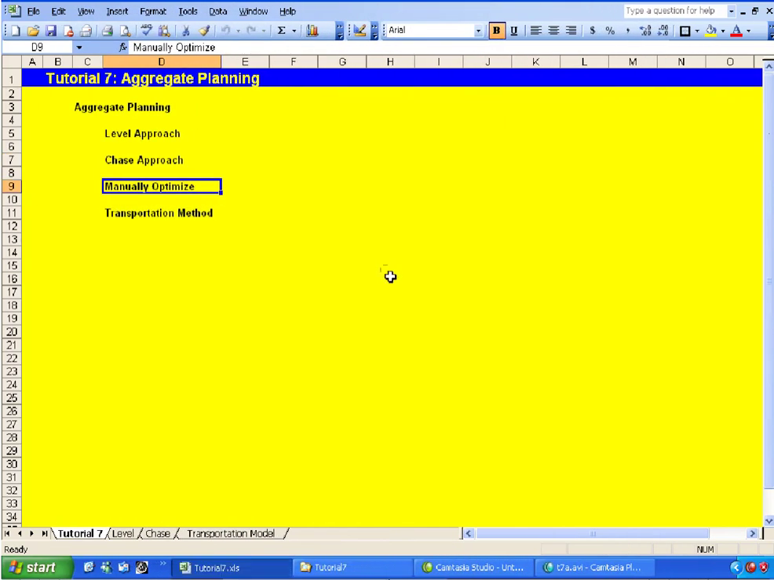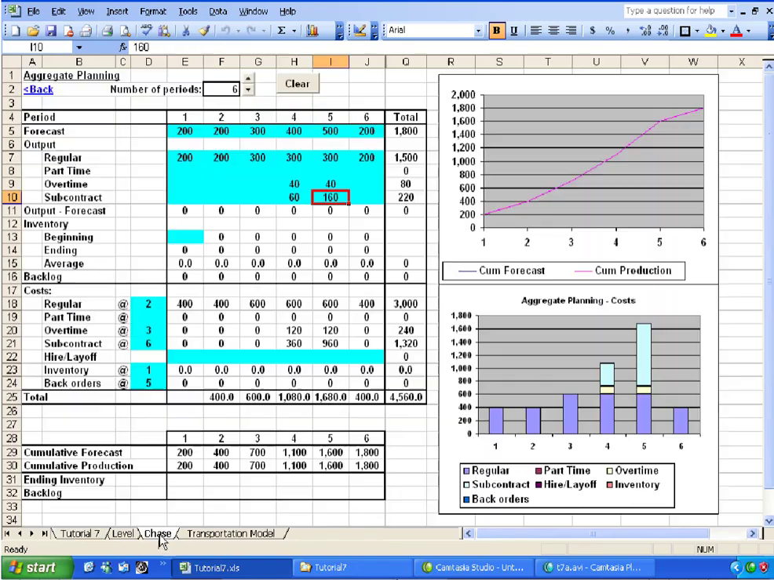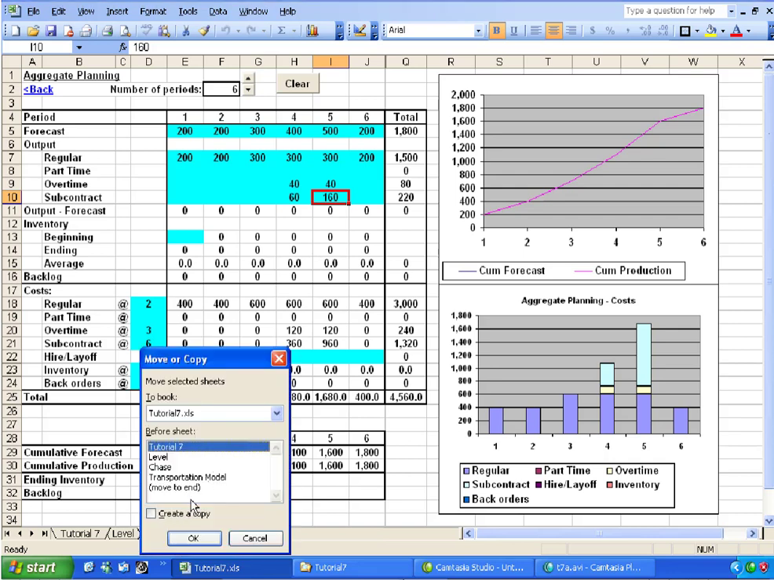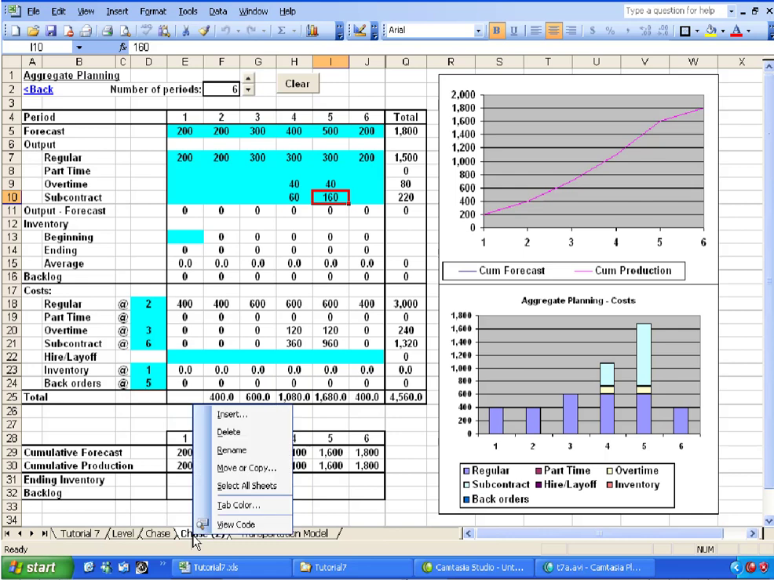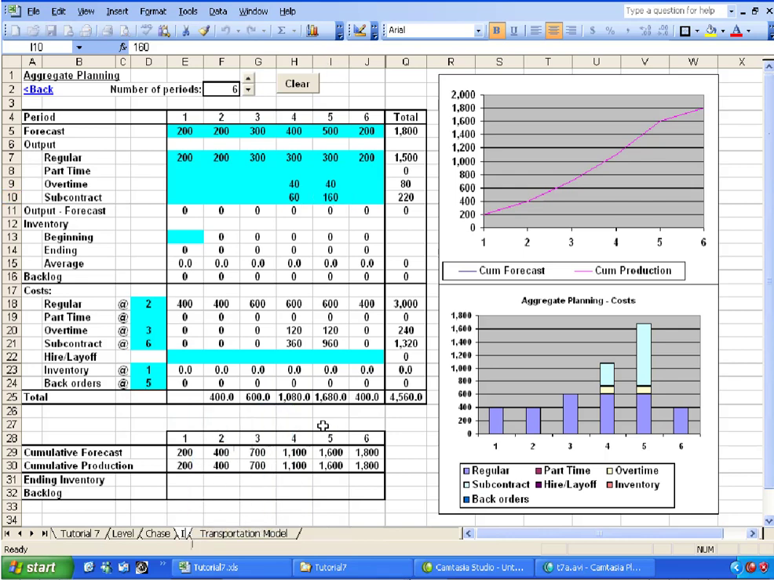Our third step is to start with one of our first two approaches and try to improve upon it and find a production schedule with a lower total cost. We'll start with the chase approach since its overall cost was less than for the level production approach. I'll make a copy of that template and we'll call this the improved template.